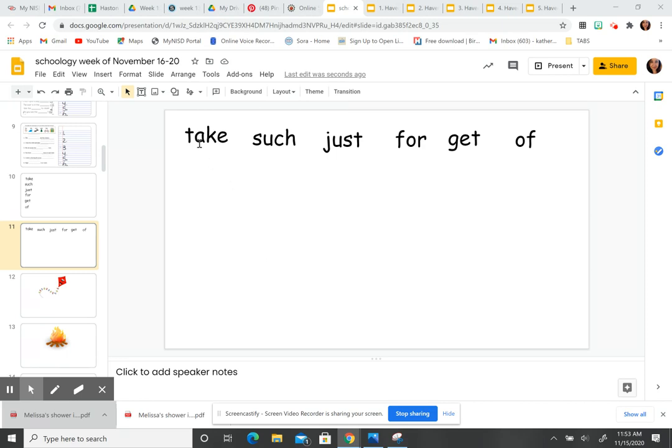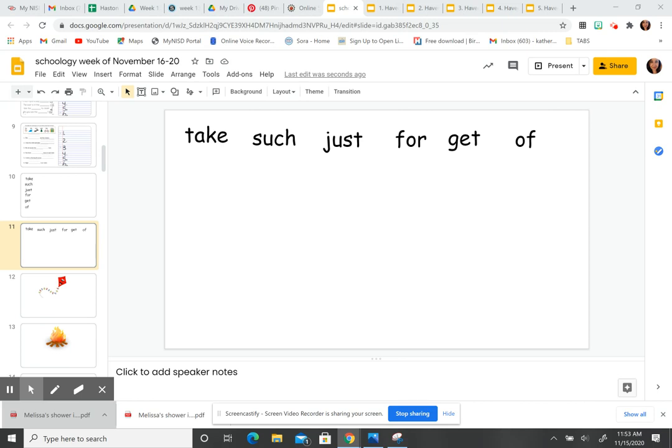So the first word we're going to use is the word take. T-A-K-E. And we're going to be writing a sentence. And so you're going to need your journal and your pencil. So go ahead and stop the video, pause the video while you grab your journal and your pencil and get to your next clean page. And then when you're ready, click play.